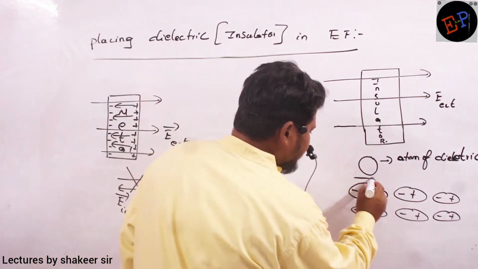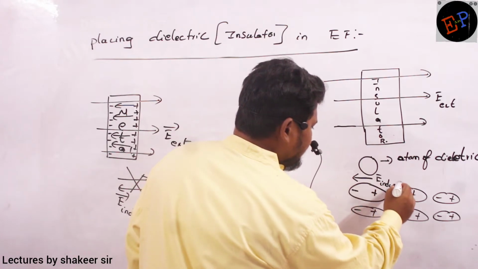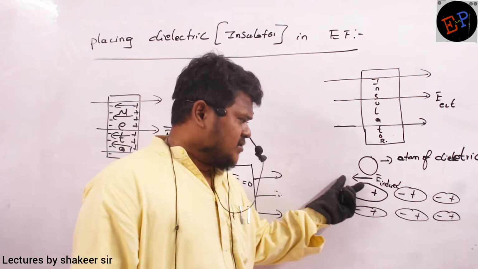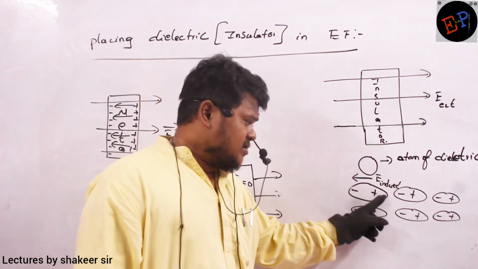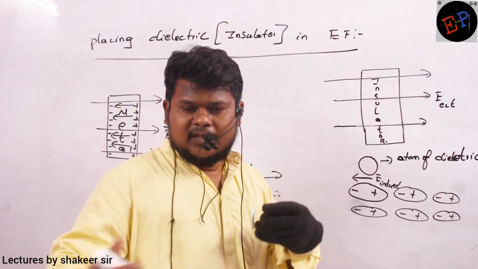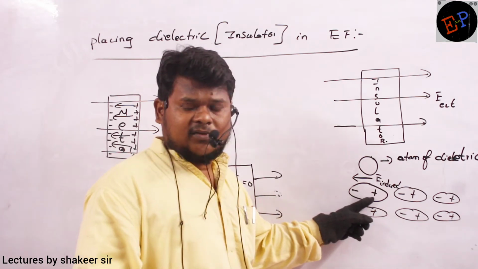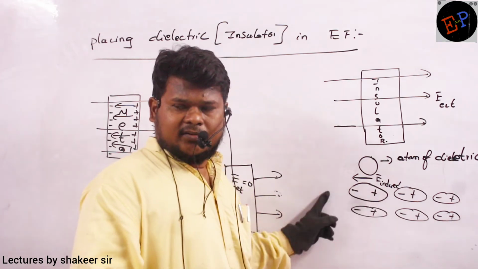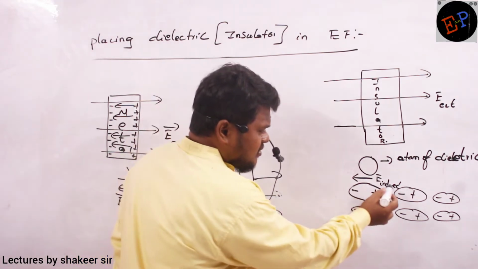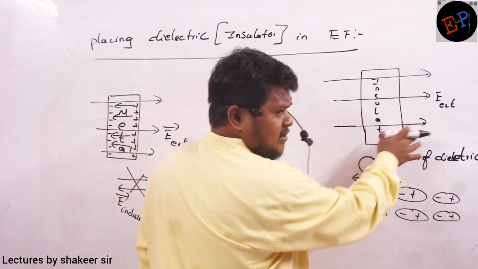So therefore, a very small amount of electric field, which is called the induced electric field, will start developing in this direction. Have you understood the reason for this induced field? Because positive and negative are now not coinciding, they are separated by some distance. It means it is behaving like a dipole. And what is the direction of the electric field because of a dipole? Positive to negative. That is the direction of the induced electric field. But this induced electric field is very, very small when compared to the applied electric field.